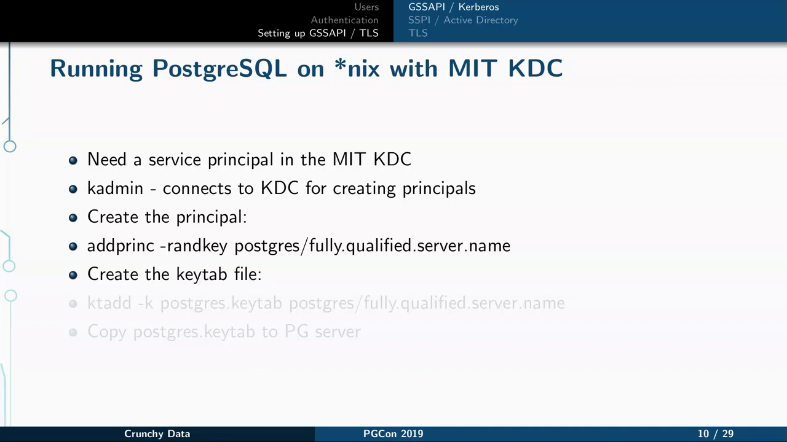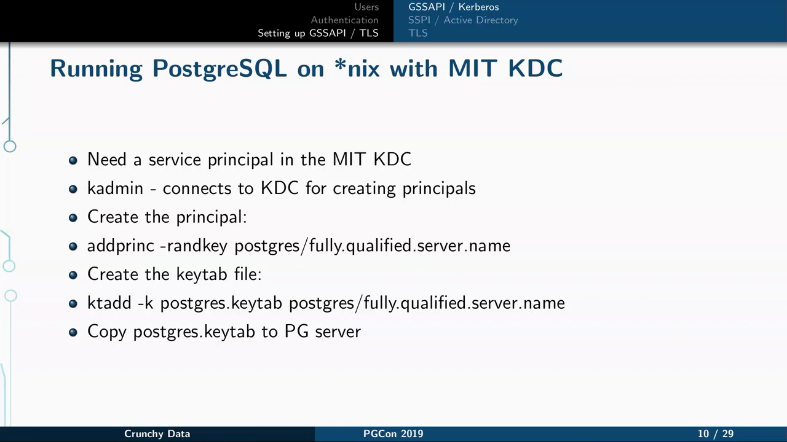So then you have to create the keytab file. Well, you do that with ktadd. ktadd is just saying, export this principal into this file, okay? So once you've ktadded that, you copy that keytab file over to the Postgres server. So both times you're going to go through this process and you're going to get what's called a keytab file. Once you have that keytab file, you're going to copy it over to your Postgres server, wherever it is. This is if you're running Postgres on Unix. We'll talk about running Postgres on Windows in a minute.